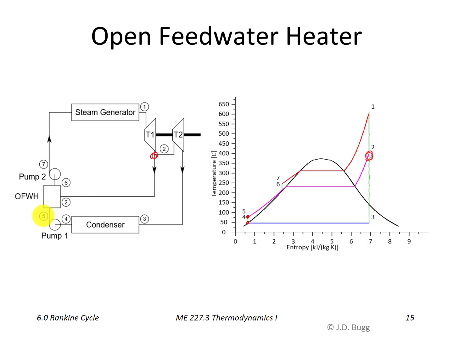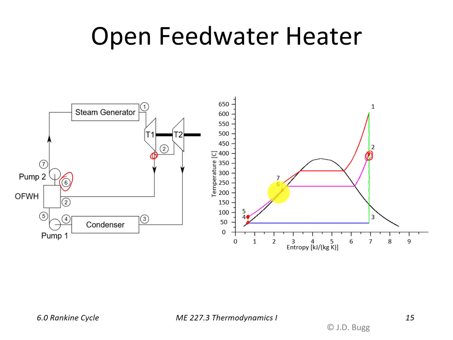So point 2 and point 5 mix together and come out at point 6. So a small flow rate with these conditions and a large flow rate with those conditions get mixed together, and it comes out at point 6, which is right there. So that's the exit of our feed water heater, is right there. So a large flow of this combined with a small flow of that gives there.